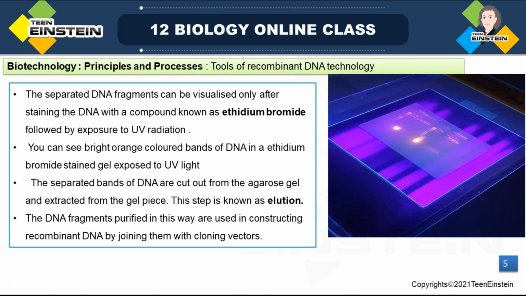Next, which one are we adding for staining purposes? Ethidium bromide. So ethidium bromide is the staining compound that is used for DNA staining. Then after staining, when we keep this under UV light, these bands will be visible. When the gel is exposed to UV light, the separated bands can be seen. You can see different bands. Okay, see here. These bands are here.